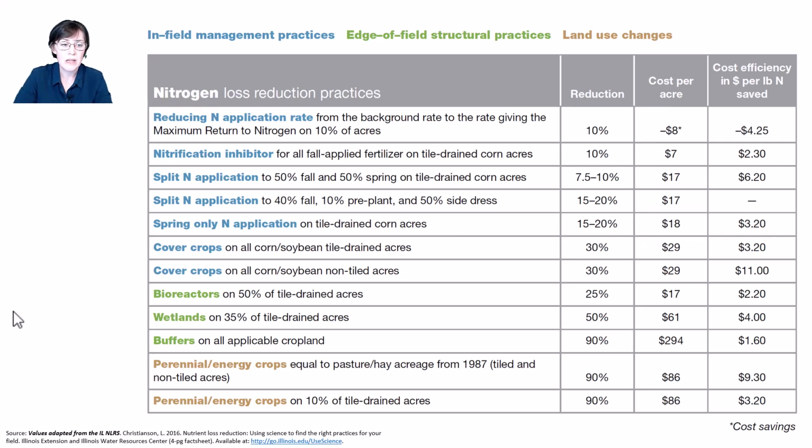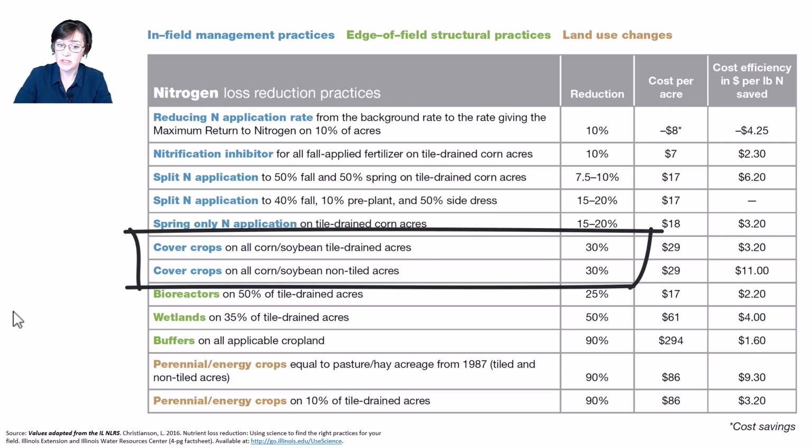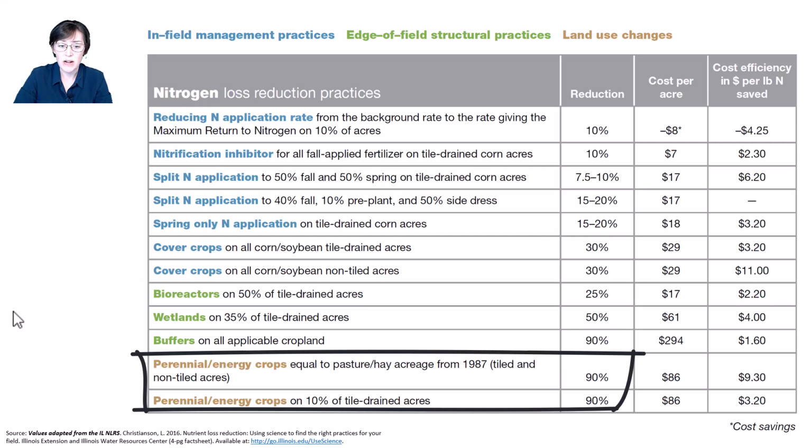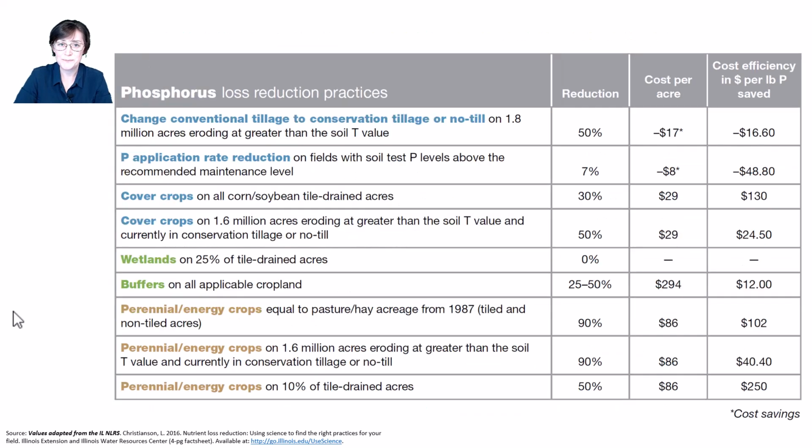Those are all in-field management practices, and you see a range of about 7.5% up to about 20% nitrogen loss reduction. The practice of cover cropping, which is cereal rye specifically in this case, comes in a little higher at 30%. And then you see the edge of field practices ranging up to about 90%, and of course the land use change practices, which are consistently very effective for reducing the amount of nitrogen we send downstream.